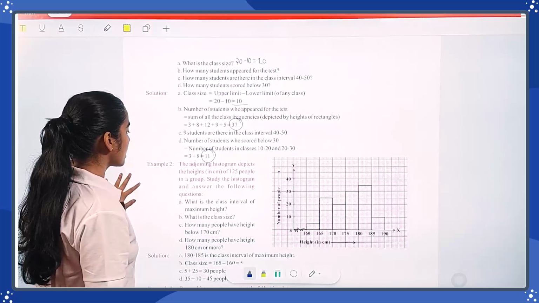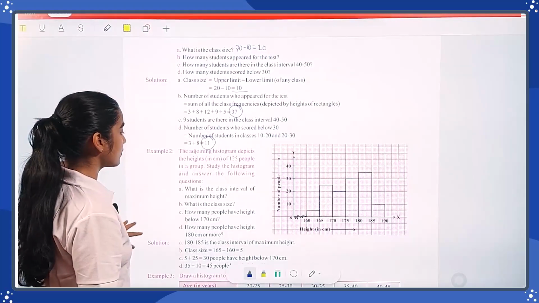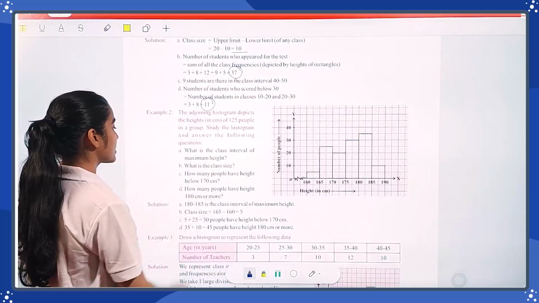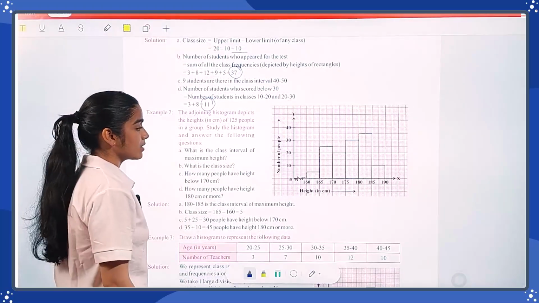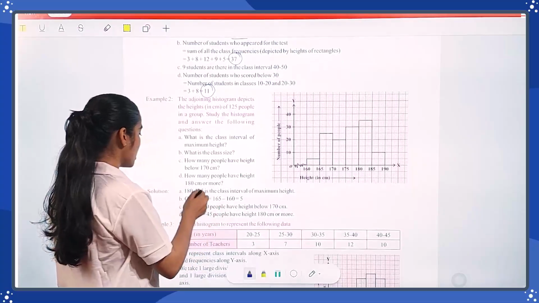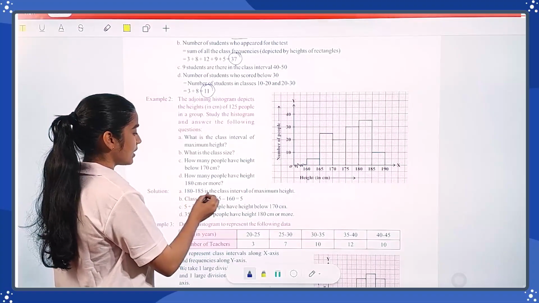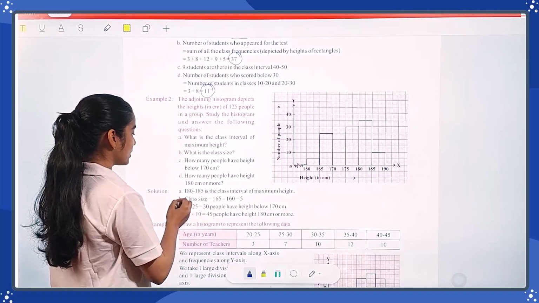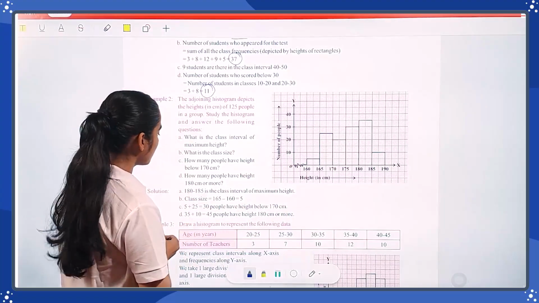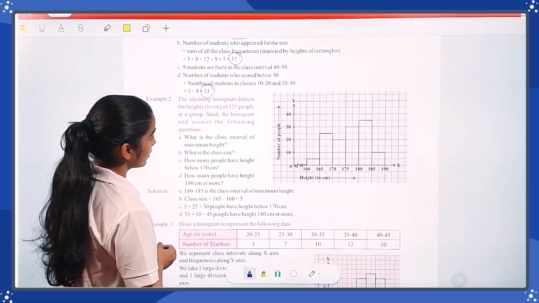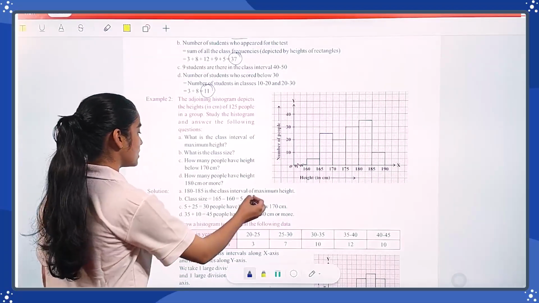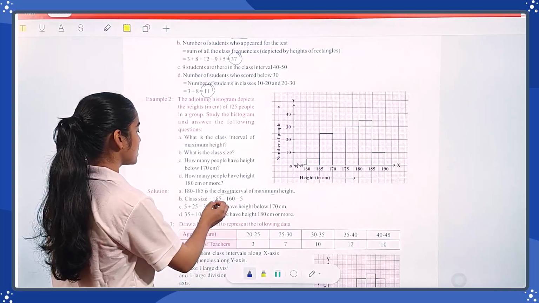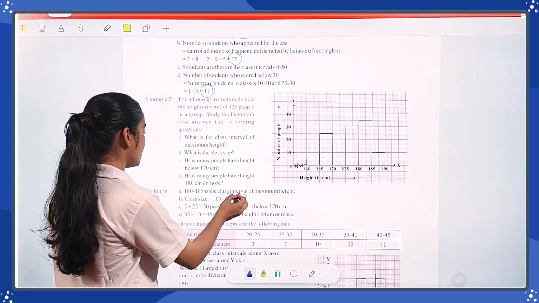The adjoining histogram depicts the heights in centimeters of 125 people in a group. Study the histogram and answer the following questions. What is the class interval of the maximum height? The class interval of maximum height is 180 to 185. Then we have the class size, which is 5.